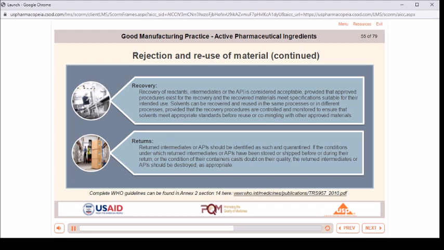Returns. Returned intermediates or APIs should be identified as such and quarantined. If the conditions under which returned intermediates or APIs have been stored or shipped before or during their return, or the condition of their containers casts doubts on their quality, the returned intermediates or APIs should be destroyed as appropriate.